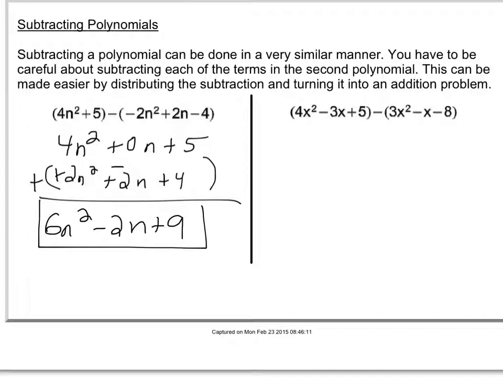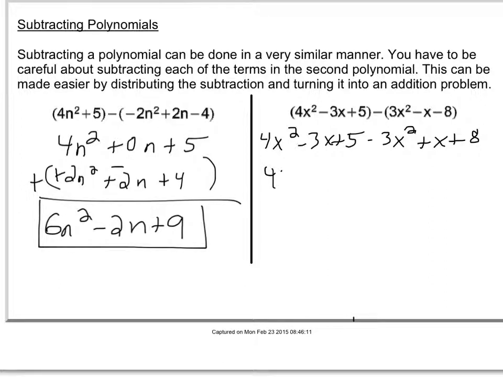On the other side, I'll just use the horizontal setup, but once again, I will first take this negative and distribute it to each of those 3 terms, in effect, changing each of their signs. The 4x squared minus 3x plus 5 will remain the same, but the second polynomial will become a minus 3x squared plus x plus 8, because the negative changes each of those signs.